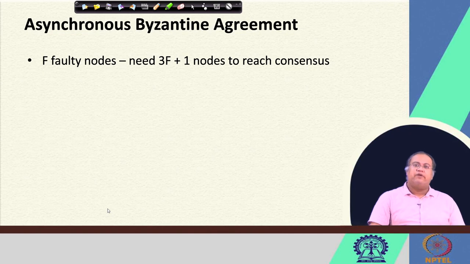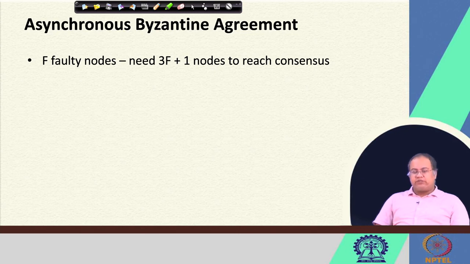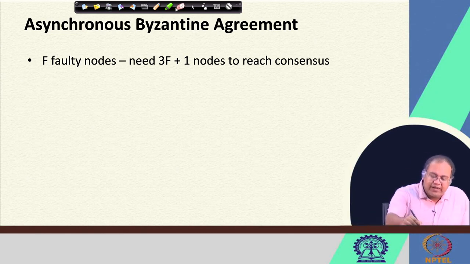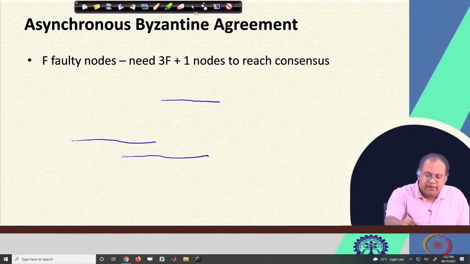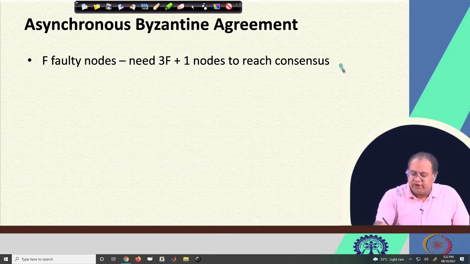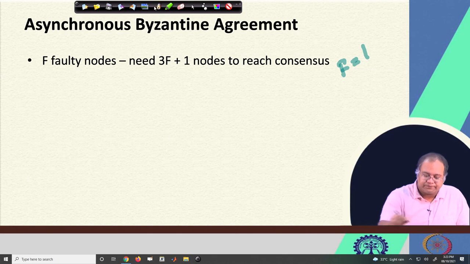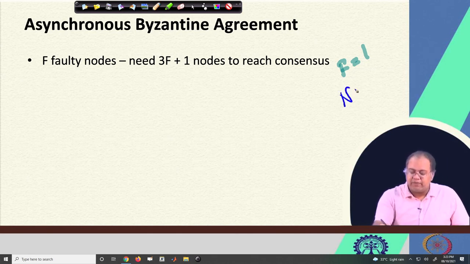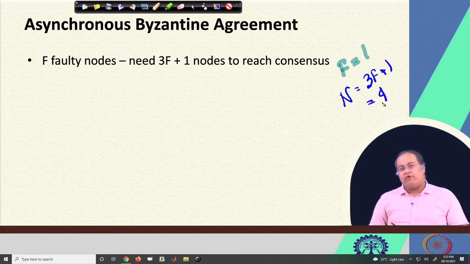So, in case of Byzantine agreement in an asynchronous network, we have one important postulate that can be derived directly from the example that we have seen: if you assume that you have f faulty nodes, you need at least 3f plus 1 nodes to reach consensus. Well, now when you have one faulty node, your total number of nodes should be 3f plus 1, that is equal to 4.